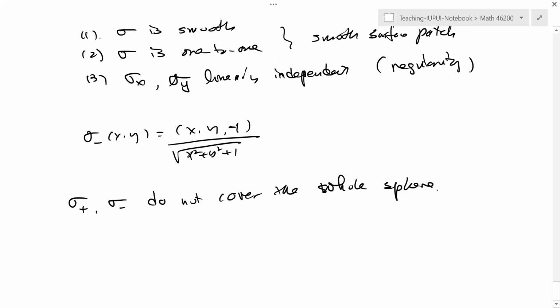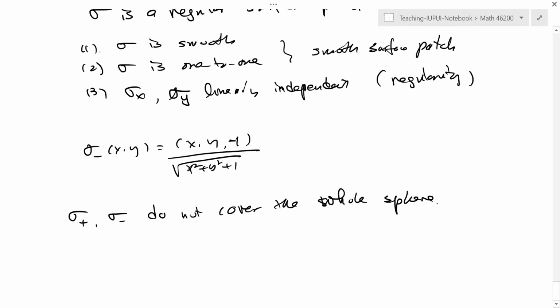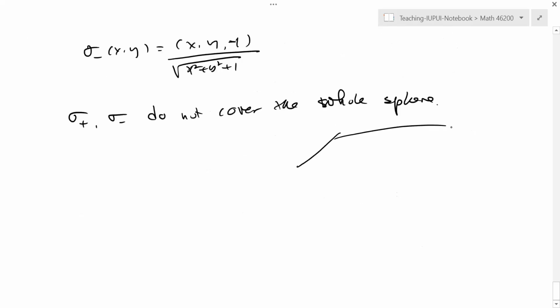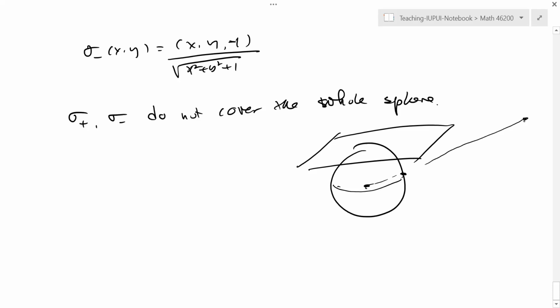The reason is, if you have a point on the equator, and you draw the line from the center to a point nearby the equator, then it's very far away. It's too far away, right? And if the point is on the equator, the line you draw from the center to that point will be parallel to the tangent plane on the top. So it's never intersecting the tangent plane.